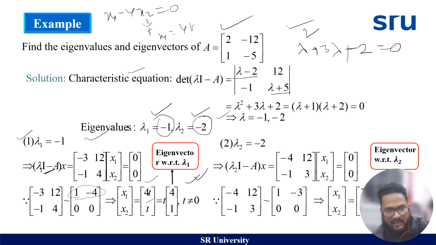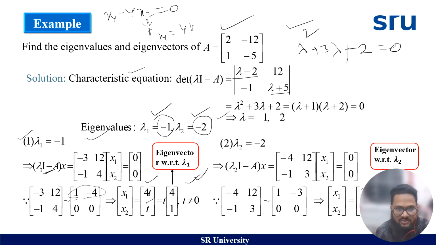If t is 1, then the eigenvector will be (4, 1). If t is 2, the eigenvector will be (8, 2). If t is minus 1, then (-4, -1). So this is the form of the eigenvector of the matrix corresponding to lambda 1 equal to minus 1.